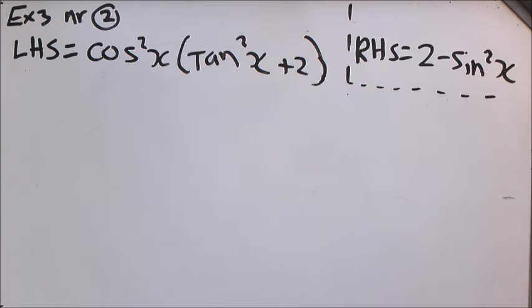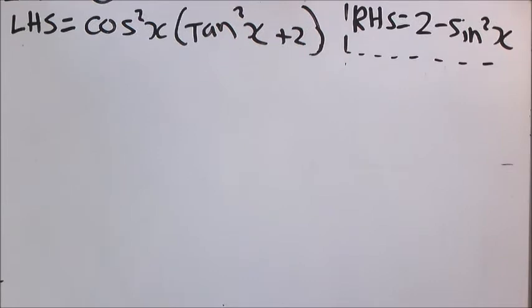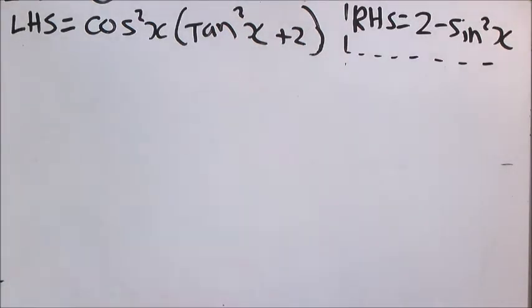Because I'm using the Via Afrika textbook, I'm currently at chapter 6, exercise 3, and I'm going to do question 2, 4, 6, 8, and 10 as examples of proving identities. Okay, so you can clearly see here that we have a tan squared x on the left hand side, and I know that can be converted by using the quotient identity, and that's the very first thing I'm going to do.